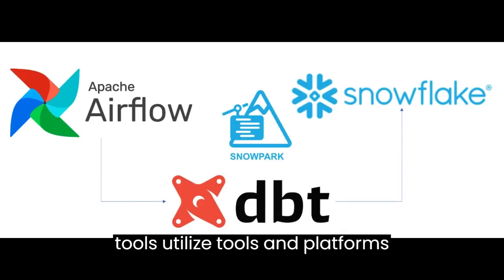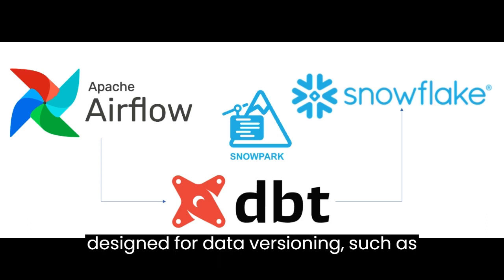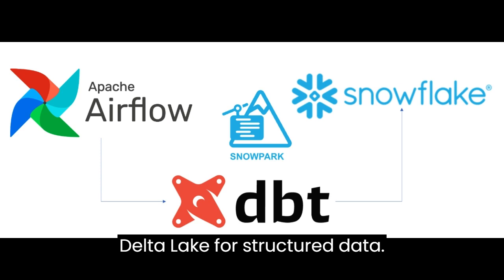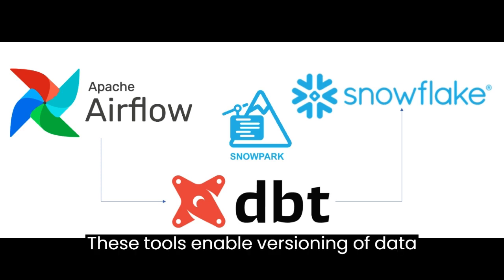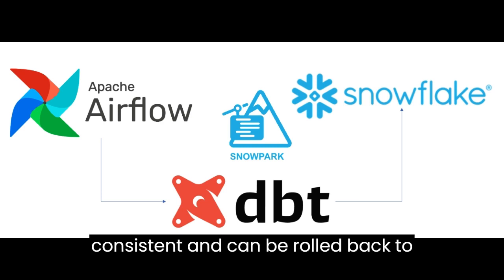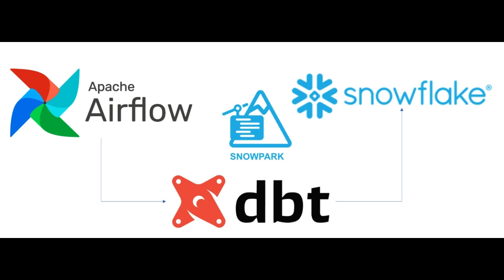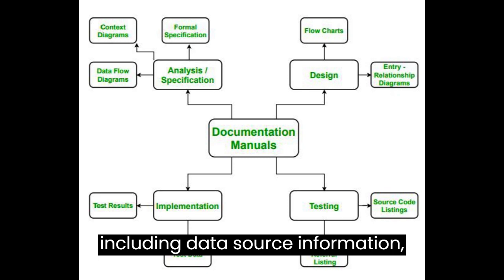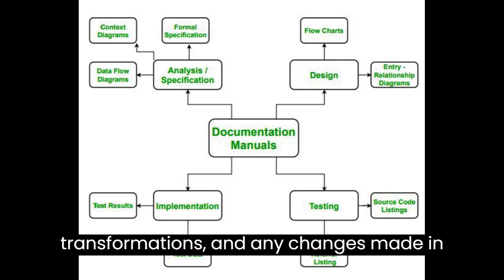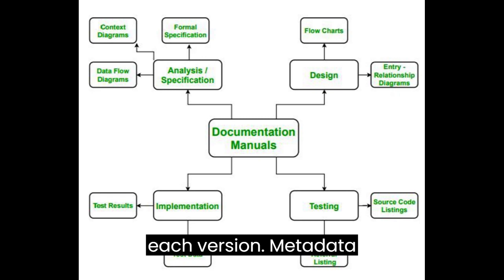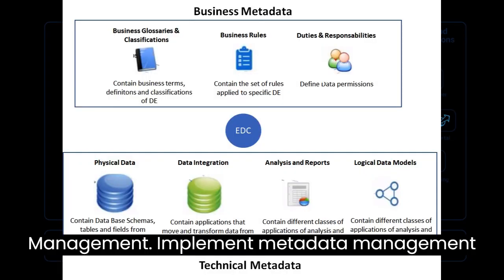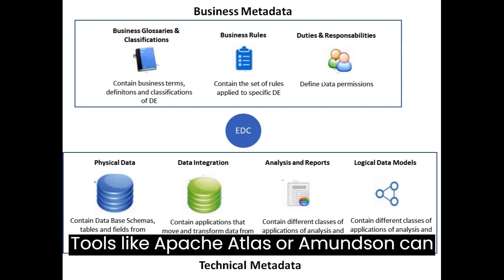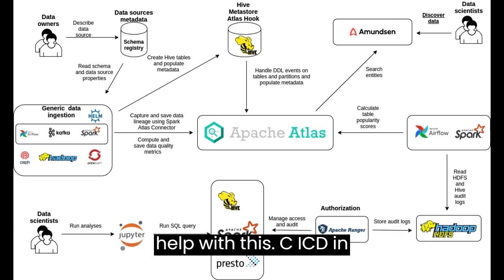Data versioning tools. Utilize tools and platforms designed for data versioning, such as DVC, Data Version Control, or Delta Lake, for structured data. These tools enable versioning of data files and ensure that data remains consistent and can be rolled back to previous states. Documentation. Maintain detailed documentation about data versions, including data source information, transformations, and any changes made in each version. Metadata management. Implement metadata management solutions to track changes to schema, data lineage, and metadata. Tools like Apache Atlas or Amundsen can help with this.